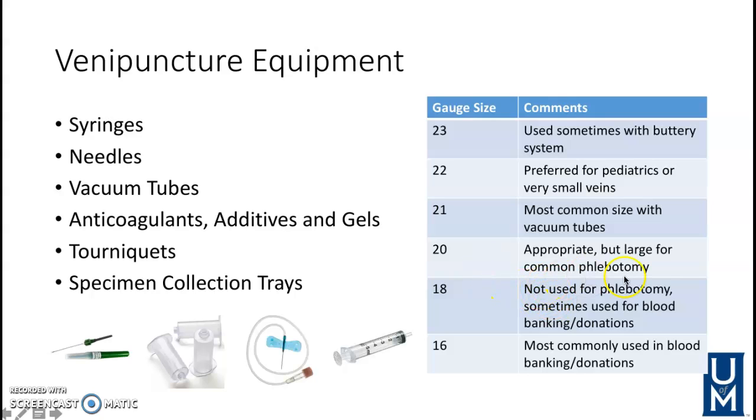So 18 gauge, not usually used for phlebotomy, but sometimes used for blood banking. A 20 gauge, appropriate, but is a little large for common phlebotomy. In our ER, we often put 20 gauge IVs in people because we do want a little bit larger of an access. 21, most common size with a vacuum tube. A 22 gauge, preferred for pediatrics, and a 23 gauge is sometimes used with a butterfly system.